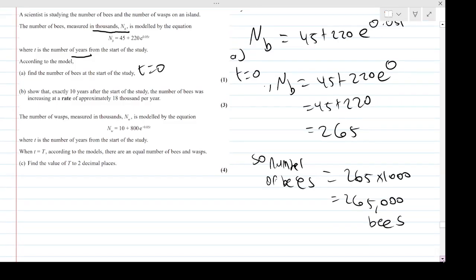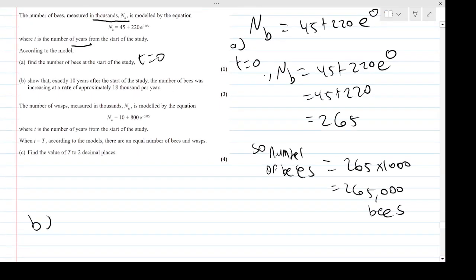Right, part B. It then says we show that exactly 10 years at the start of the study, the number of bees was increasing at a rate of approximately 18,000 per year. Now, why is rate in bold here? They're quite generous. They put it in bold because it is important. But what does that mean? Hopefully you recognise it means derivative, right? Derivative is all to do with rates and rates of change.